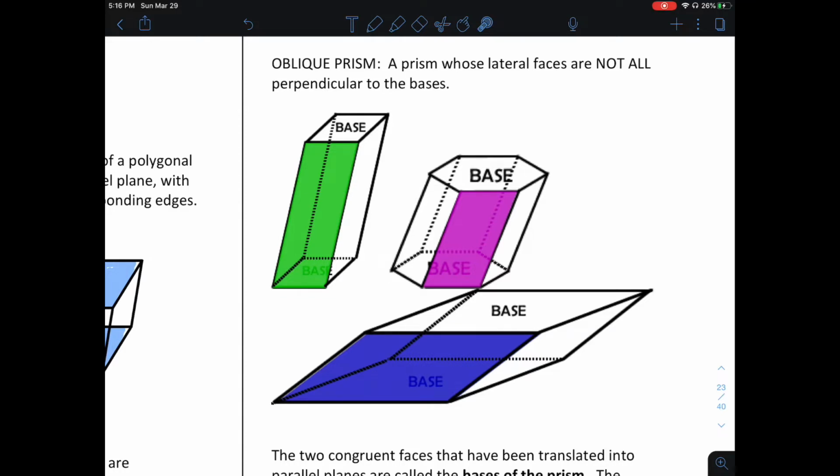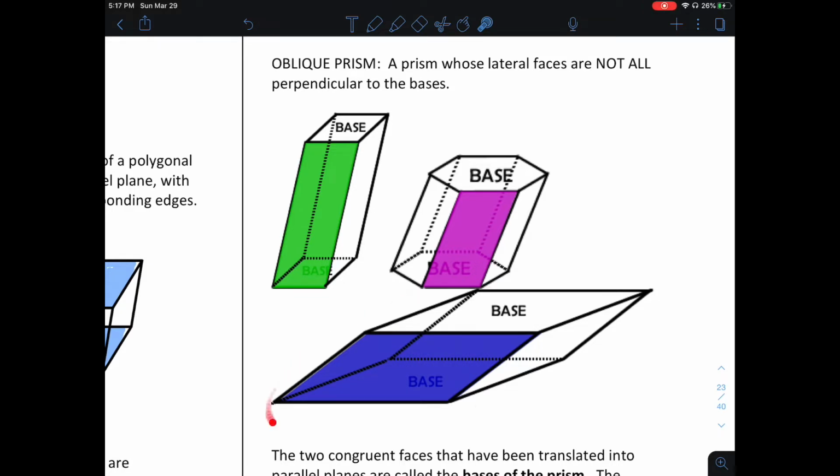So, for example, in this green drawing, we got this base right here, and this base right here. There's no indication there's a right angle here. It doesn't appear to be right, so it's an oblique prism. So this will be a rectangular oblique prism. This one here will be a hexagonal oblique prism. The bases we have here and here, and the front, one of the faces is purple.